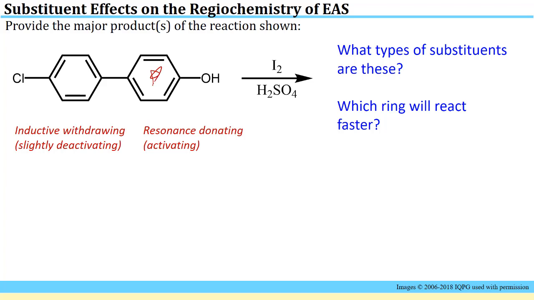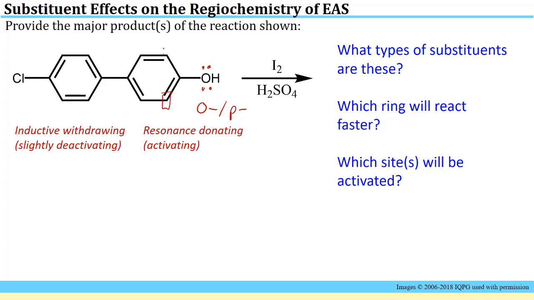So which ring will react faster? Well, it's going to be the ring on the right. So the iodine that adds through this iodination process is going to add to some site on this ring. So ortho or meta to the OH group. Which sites will be activated? Well, we figured out that this is the activating substituent, and this group will activate sites ortho to it or para to it for subsequent reaction.